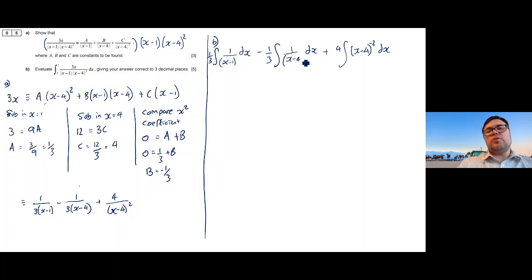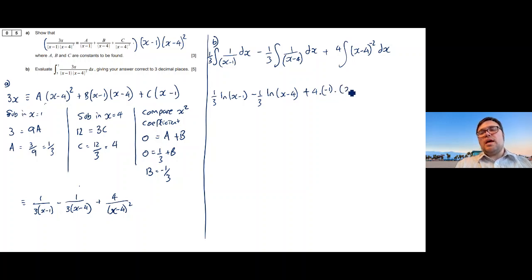Okay, so these first two are straightforward. They're going to be logs. So it is 1/3 ln x minus 1 minus 1/3 ln x minus 4. Now, we need to integrate x minus 4 to the power of minus 2. So if you think about how you integrate, you increase the power and you divide by the new power. So we've got the 4 there. So it's going to be plus 4 times, well, the new power is going to be minus 1. So we're dividing by that minus 1.